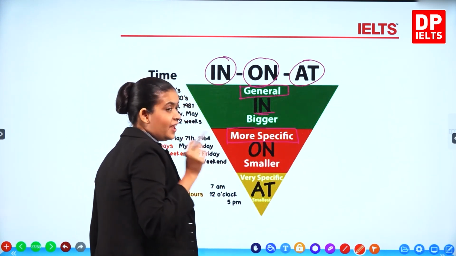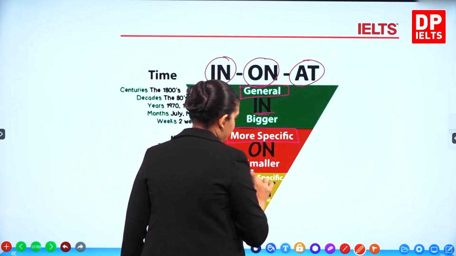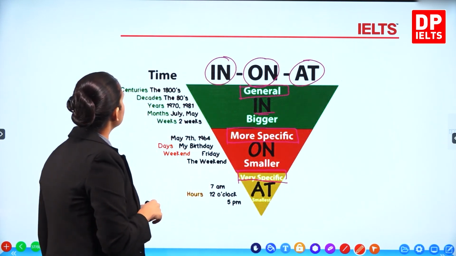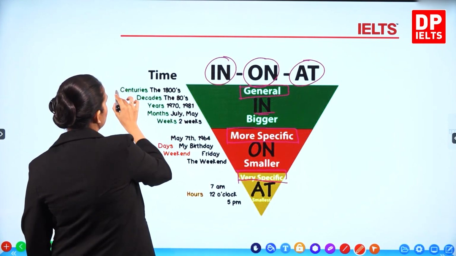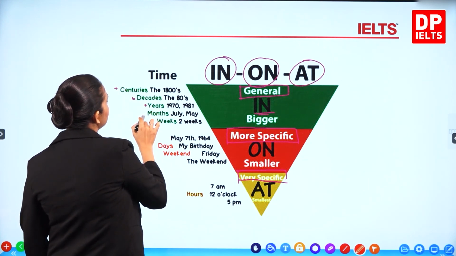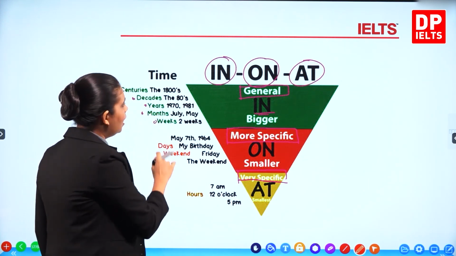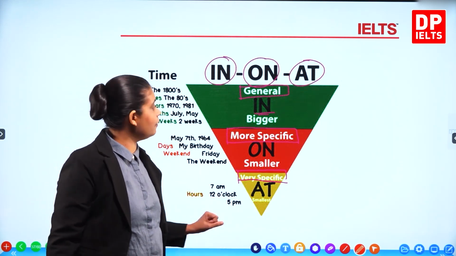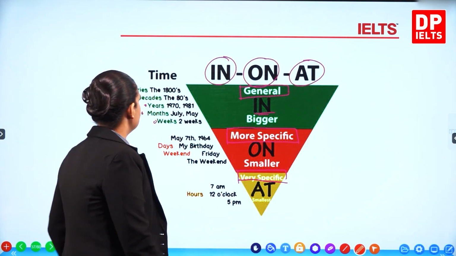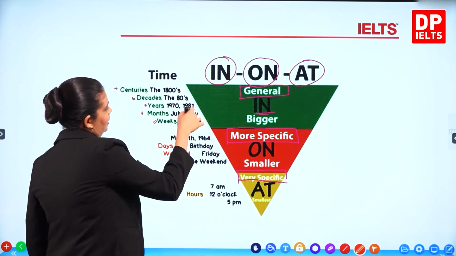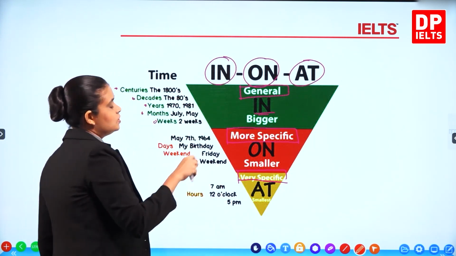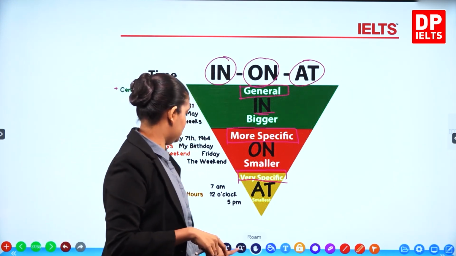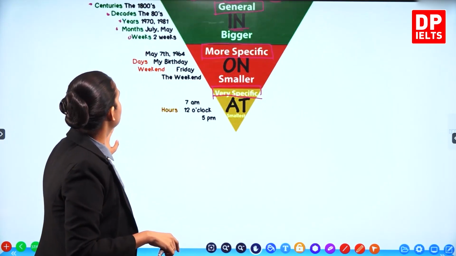If it wants to be very specific, you would use at. Okay? So in terms of time, centuries, decades, years, months, weeks are very general, because they are larger in terms of time frames. Therefore, we use in. So you can say in the 18th century. In July. You don't say on July. You say in July. Okay. In 1970.